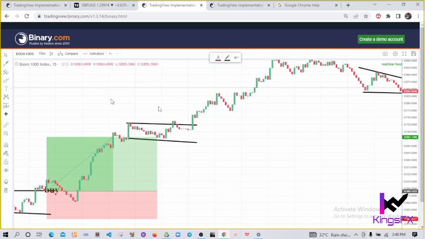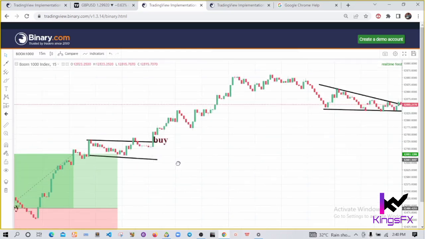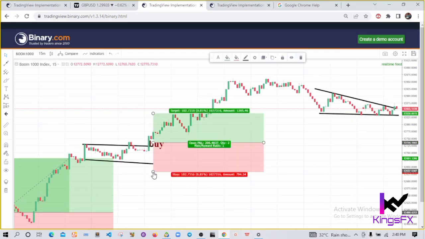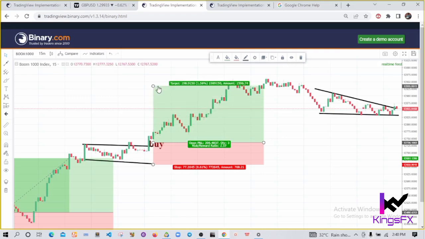We are going to still buy at this point. After a breakout from this line, we buy. Then we are still going to take profits and set our stop loss. If we buy here, our stop loss goes below the previous support level. Below the support level, our take profit should be ×2 our stop loss.